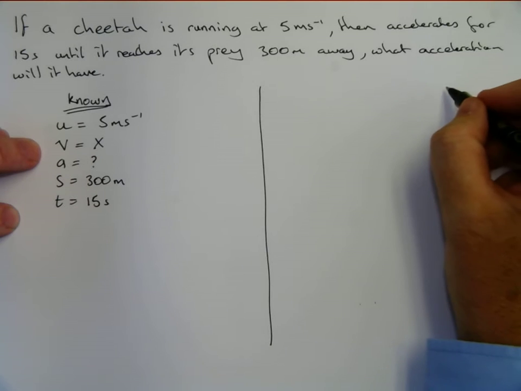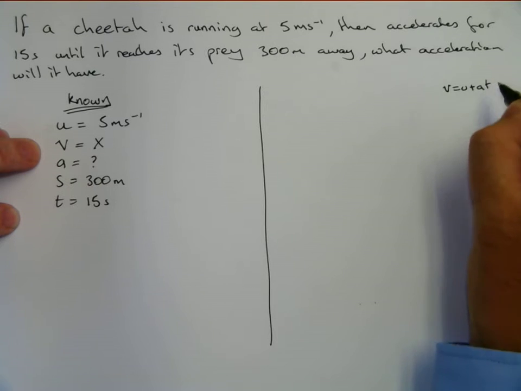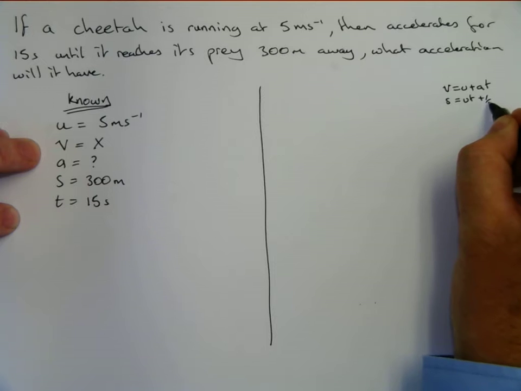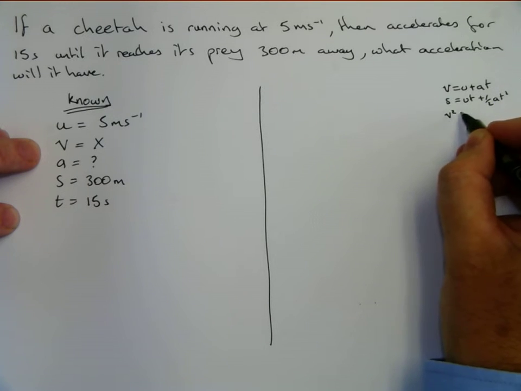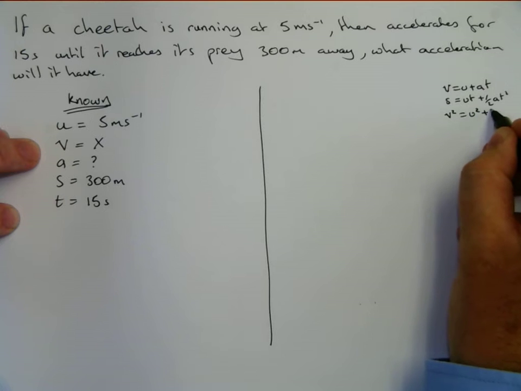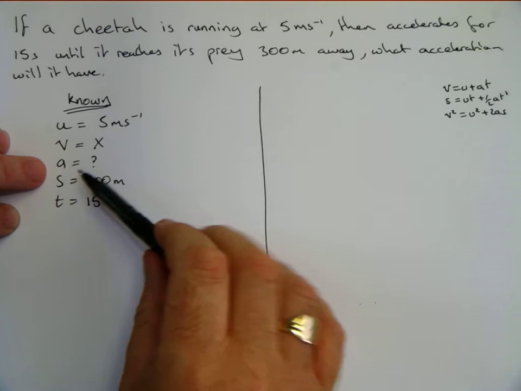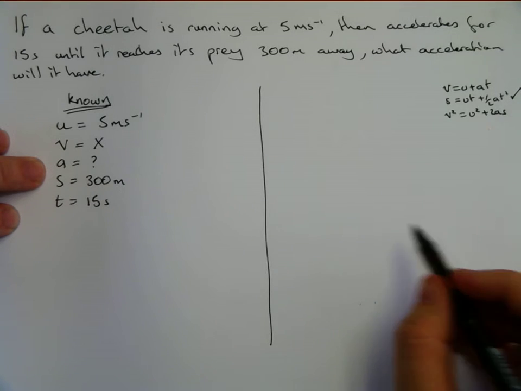So let's write down the equations that we know. v equals u plus at. s equals ut plus a half at squared, and v squared equals u squared plus 2as. Now we want an equation that's got a in it that has no v in it, and there is only one. It's the middle equation here, so we shall use this equation.